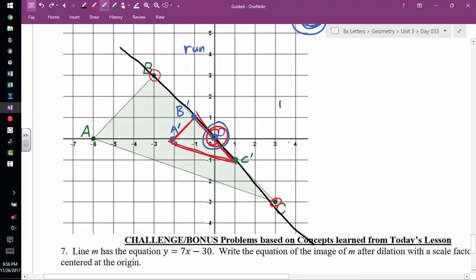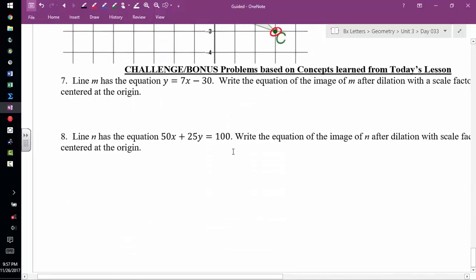And that's kind of foreshadowing what we're going to do tomorrow. But for this problem, here's our new triangle. That's a 1/3 dilation. You can still see all the corresponding sides are still parallel. Even this is parallel to itself. Alright, now we're on to the bonus.